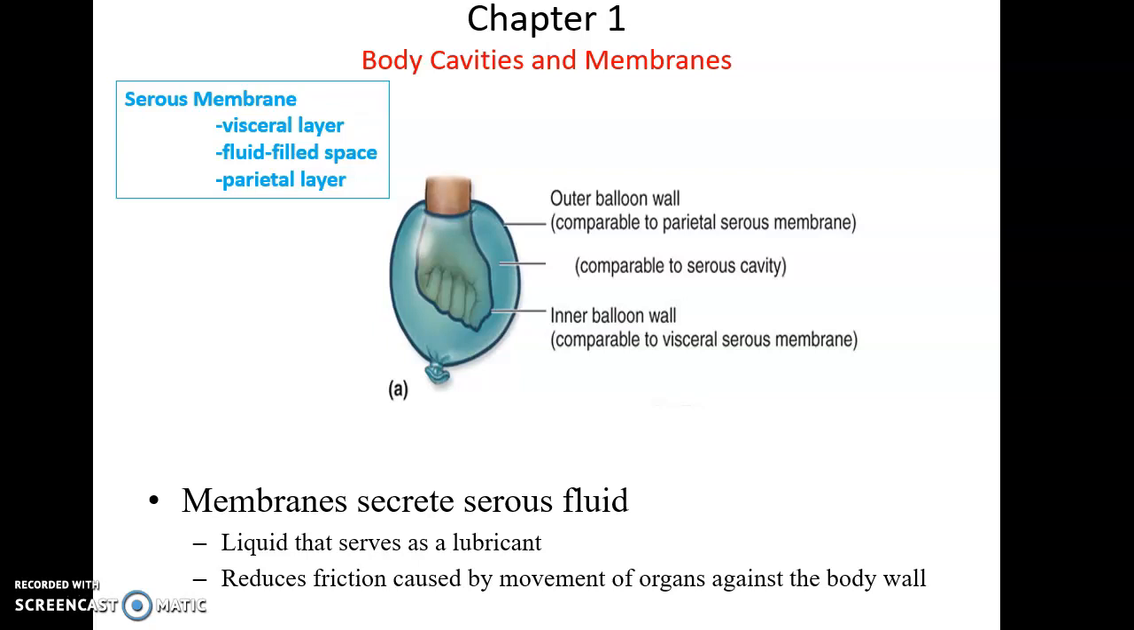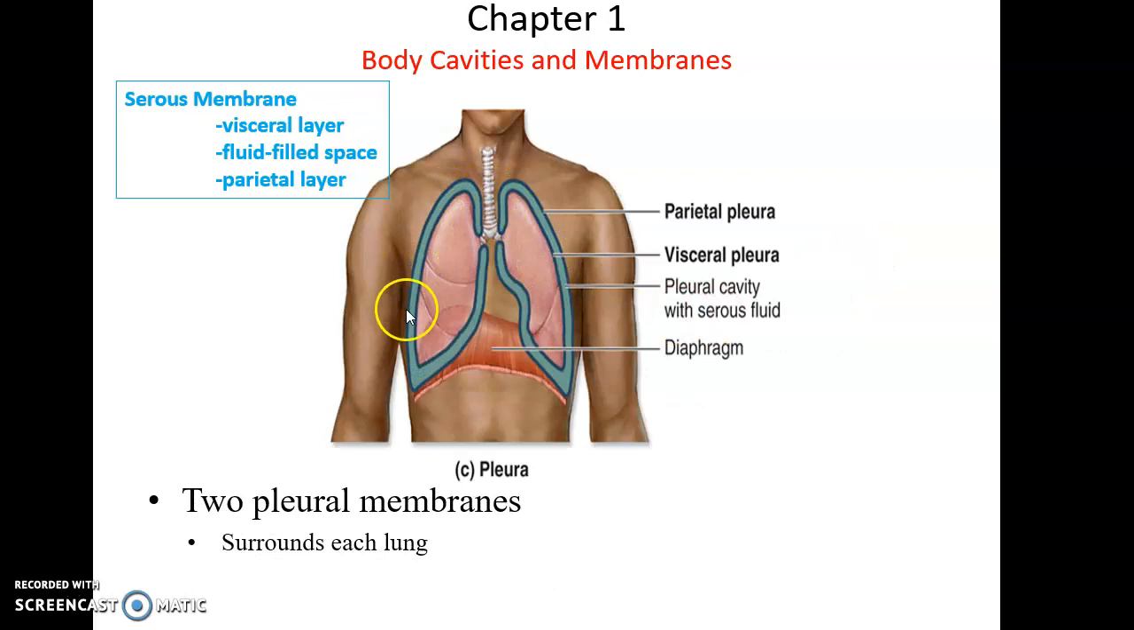And the serous fluid acts as a lubricant and helps to reduce the friction caused by the movement of that organ. So the lungs constantly expanding and contracting, that stretch and release is going to cause the lungs to rub against surrounding structures, and that friction would cause damage. But the pleural membranes, these serous membranes, are able to protect the lungs.